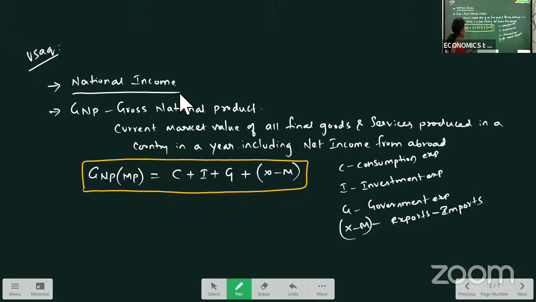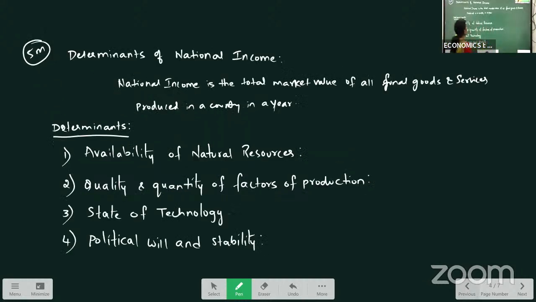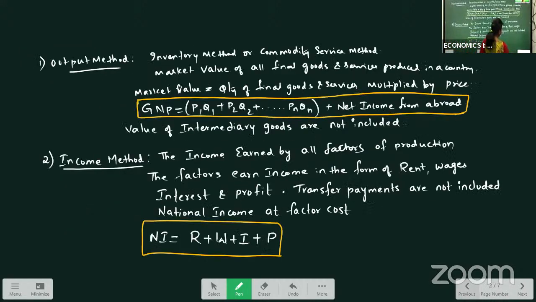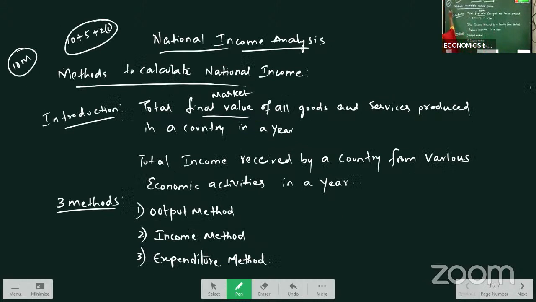Okay. So these are the VSAQs of this chapter, and determinants of national income is your SAQ, a compulsory SAQ for 5 marks. And next you have methods to calculate national income, 10 marks, compulsory question. Like diminishing marginal utility, perfect competition, national income. If you prepare these 3 questions along with law of variable proportion, easily you can attempt your first section. Out of these 4 questions, compulsory 3 you will get for your exam.